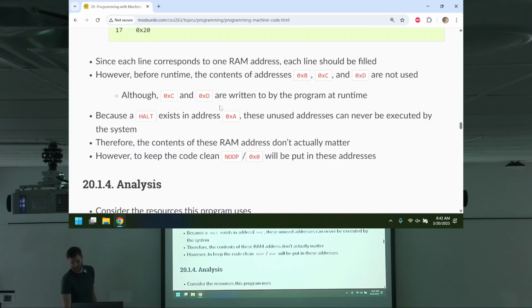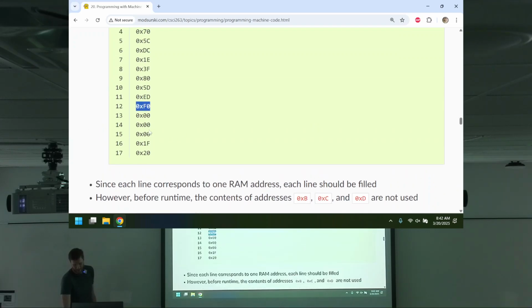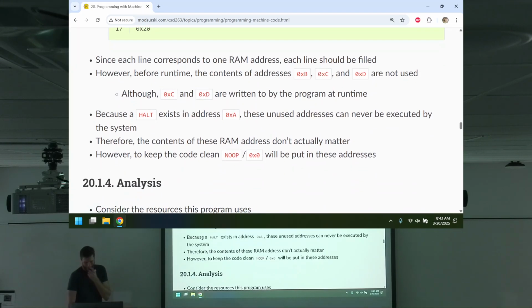And also, because a halt exists, the address right here, these things could never actually be run. The program would stop. The program counter wouldn't move anymore. We can't fetch the next instruction. So it really doesn't matter what we put in there, but if it's not supposed to be anything, put in nothing. 0, no-op, whatever. Therefore, the contents of RAM don't matter, but 0, whatever. So any questions about that? That was mostly review from two days ago.